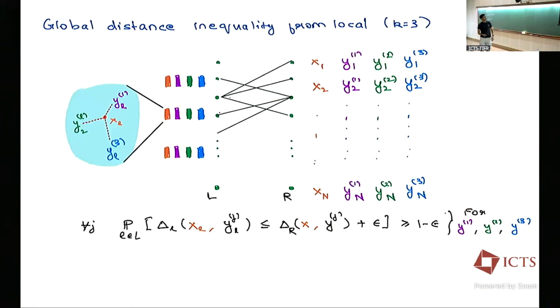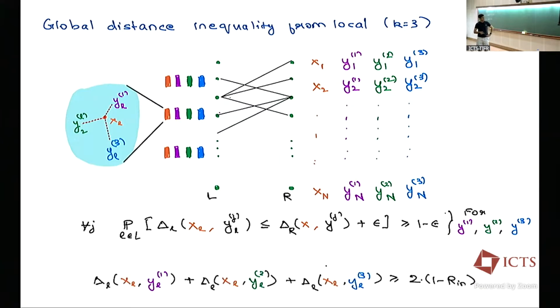Now we want to prove something about distances for more than 2 things. Let's say k equals 3. We want to prove that the sum of distances from x to y1, x to y2, and x to y3 is at least 2 times (1 minus r) or whatever. For each of these pairs, the local distances lower bound the global distances. The local code also satisfies the distance inequality; we chose it so that it has this generalized Singleton bound-like property. So the local distances satisfy this, they are lower bounds on the global distances, so the global distances also satisfy this.